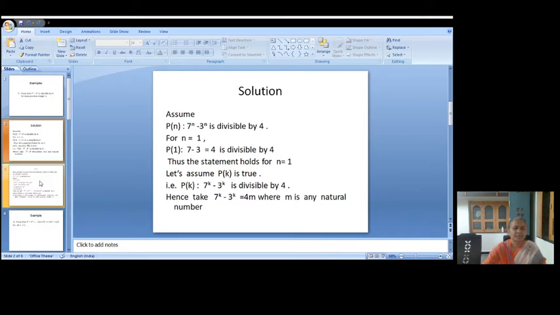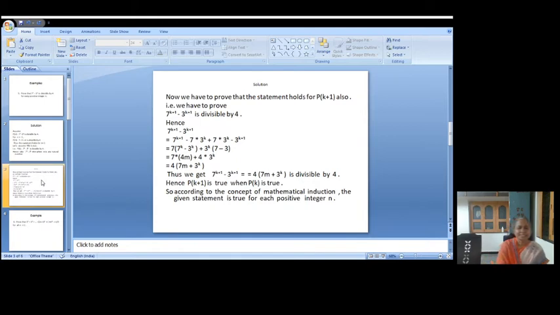Now then we prove that this statement holds also for P of k plus 1. Means we have to prove that 7 raised to k plus 1 minus 3 raised to k plus 1 is divisible by 4. Okay, and therefore we can write the term as 7 raised to k plus 1 minus 3 raised to k plus 1.